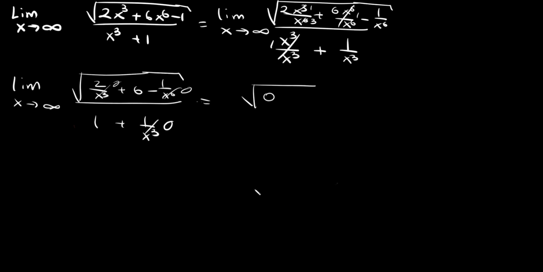The goal of finding limits is not to find an undefined form. The goal of limits is to find a point, or to find if the limit exists. So let's continue. This is going to give me 0 plus 6 minus 0 divided by 1 plus 0. So this is ultimately going to give me the square root of 6.